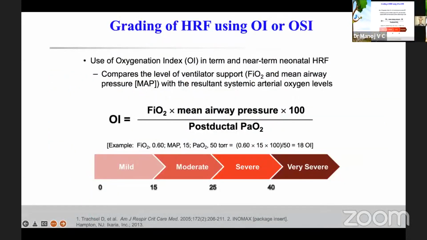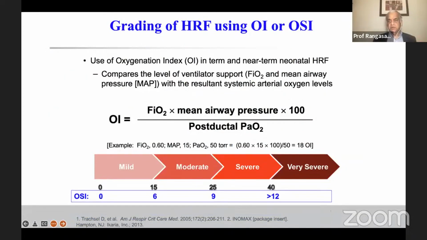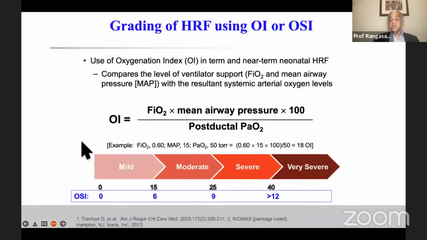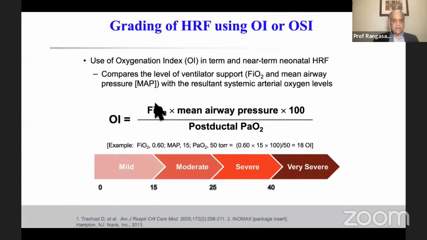So how do we grade the severity of hypoxemic respiratory failure? This is using the oxygenation index, which is very typically used. Mild is 0 to 15. Moderate is when the oxygenation index is 15 to 25. Between 25 and 40 is severe. If the oxygenation index is more than 40, very severe. Most of these babies end up on ECMO. One of the criteria for putting a baby on ECMO is an OI greater than 40. One of the criteria for using nitric oxide is an OI greater than 20.